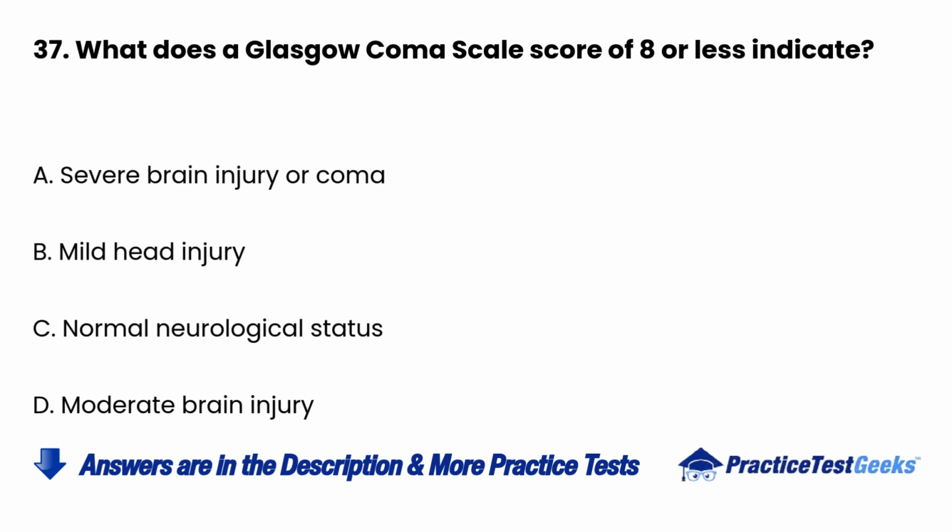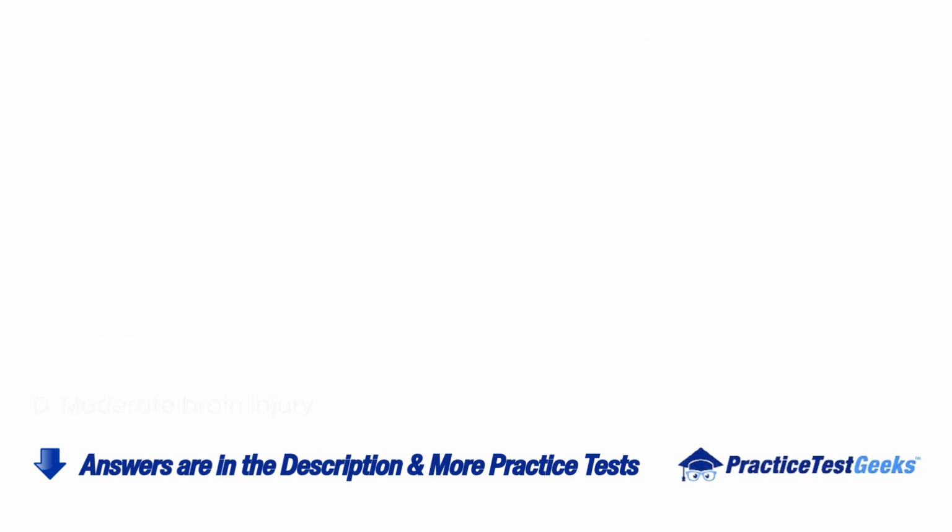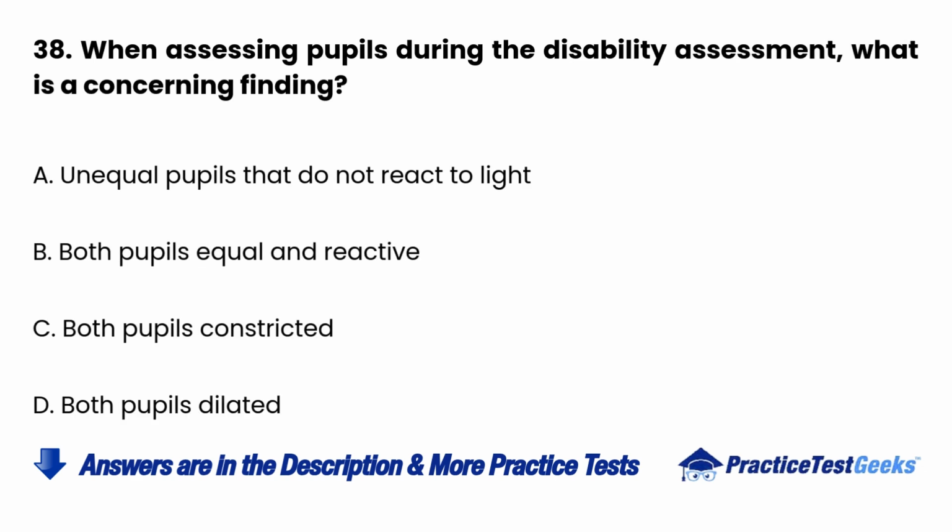A. Severe brain injury or coma. B. Mild head injury. C. Normal neurological status. D. Moderate brain injury. 38. When assessing pupils during the disability assessment, what is a concerning finding?